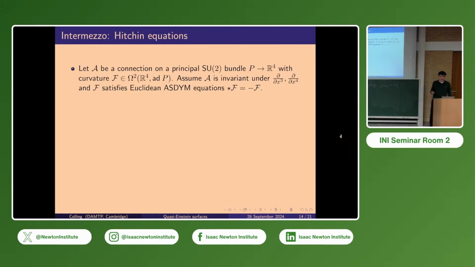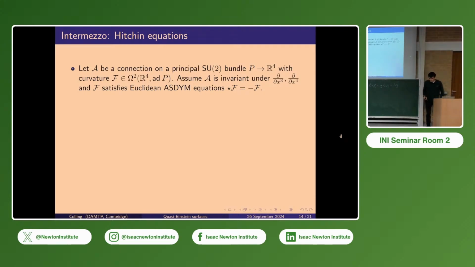So the situation is, as I just mentioned, we have a connection A on some principal SU(2) bundle over R^4 with curvature F satisfying the anti-self-dual Yang-Mills equations. And this Hodge star is taken with respect to the standard Riemannian metric on R^4. And we assume that the connection is invariant under two translations, d/dx3 and d/dx4.